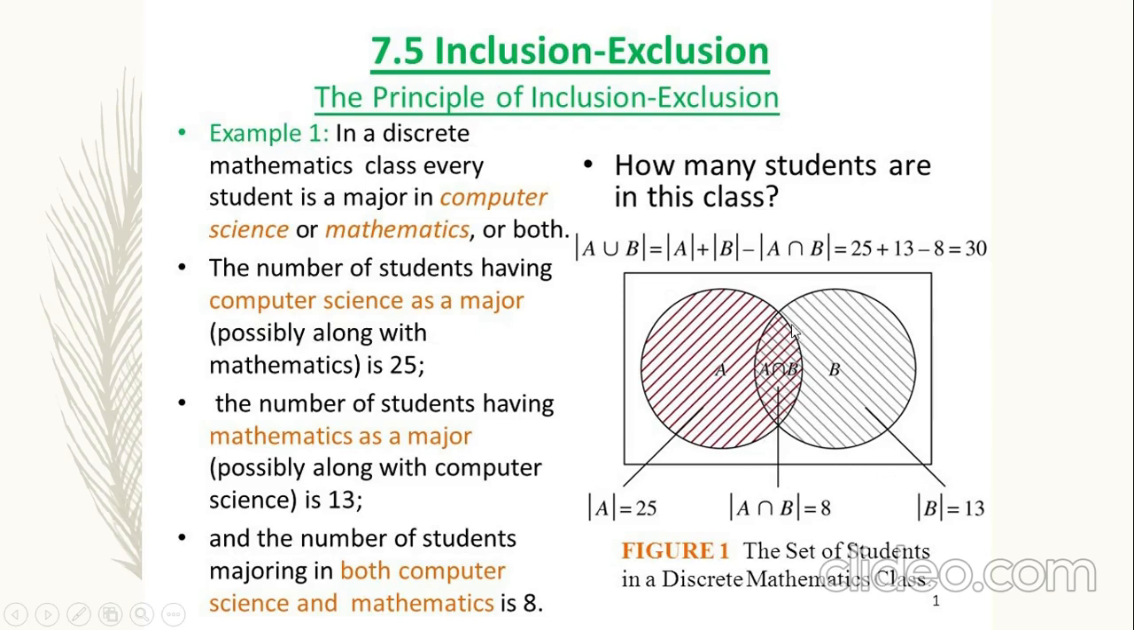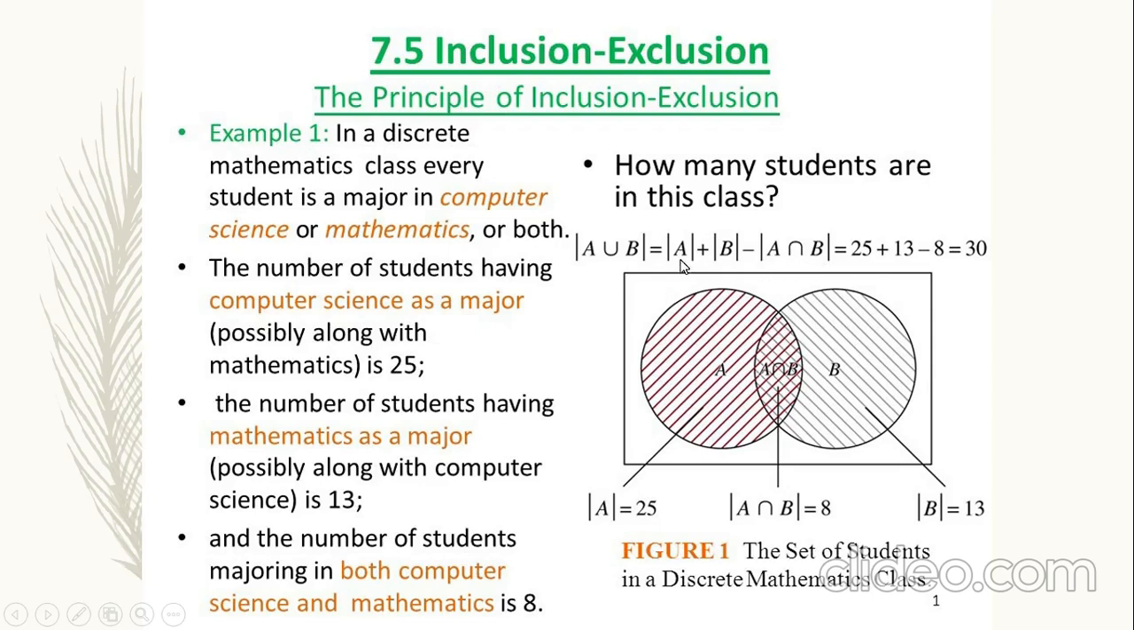So that is now the intersection between the two, meaning to say these students are taking both computer science and mathematics. So intersection of set A and B. So applying the inclusion-exclusion principle using its equation, we have here the cardinality of A union B is equal to the cardinality of A plus the cardinality of B minus the cardinality of the intersection of A and B.